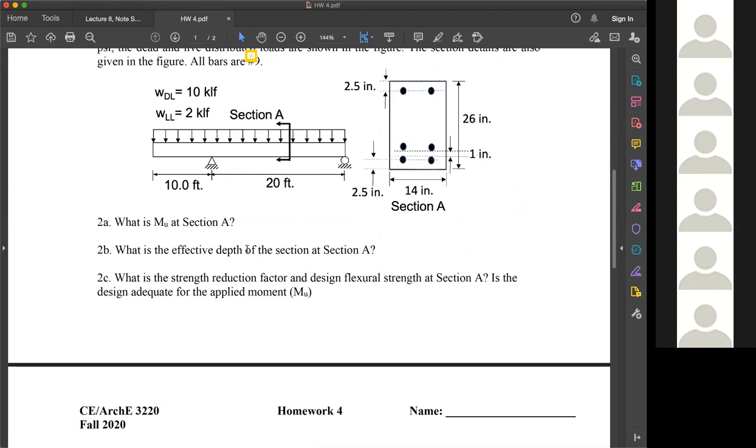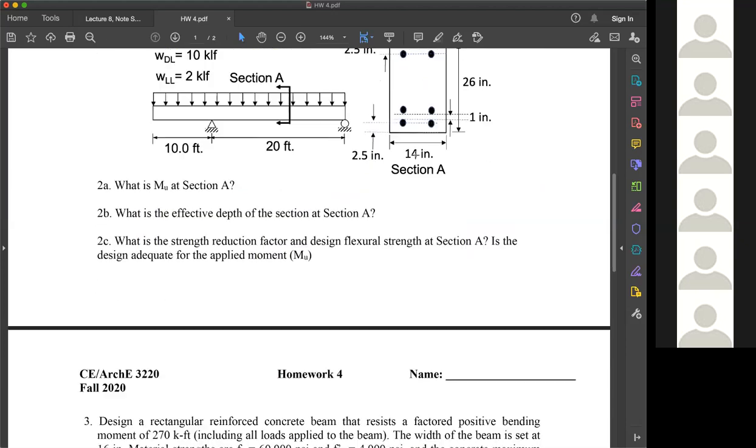Second one, what is the effective depth at section A? You were given the geometry, so simply find the center of the group of bars and then find the effective depth that way. Now, what is the stress reduction factor? To find it, we need to know the strain in the bottom rebar, right? So do we use dt or d?